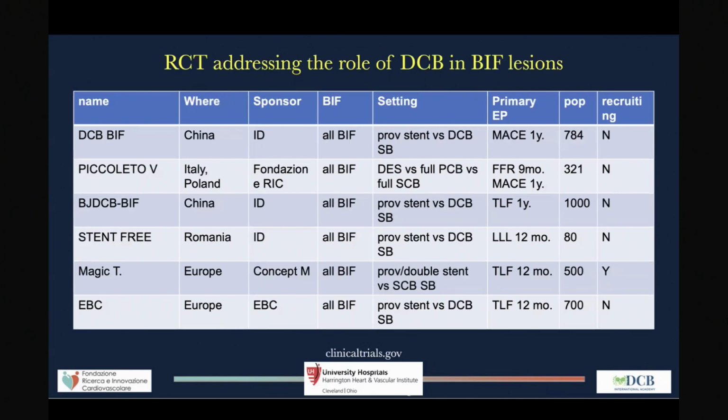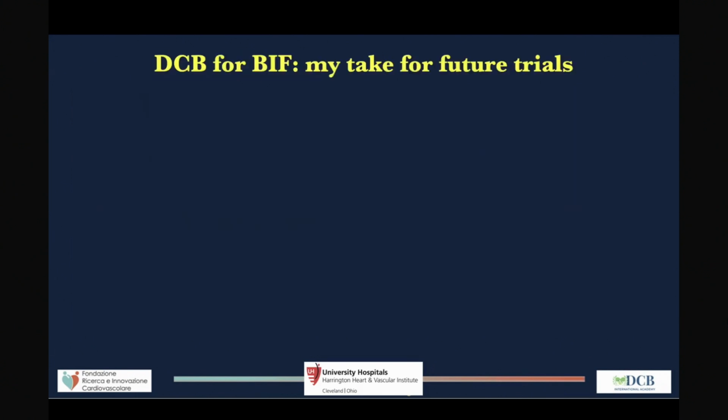Luckily, we have good studies on the go. These are the studies that I picked yesterday from clinicaltrials.gov. This was my download of randomized clinical trials ongoing or, hopefully, about to start enrolling patients. We have this DCB for China, Picoletto 5 from our group, BJ DCB for China, Stent-Free Romania, Magic Touch, a study mainly enrolling patients in the Netherlands. And then we have the EBC study that David will present later.